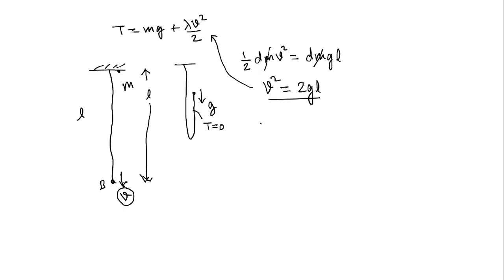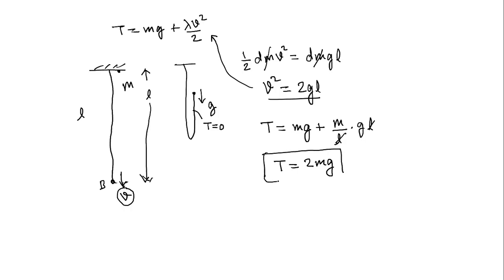So what do you get? T is mg plus lambda, which is the mass of the string upon its length, times V square by 2, which is gL. L and L cancel. So T is simply 2mg, and this is the answer. This is the maximum tension at the other end A when the whole rope gets opened.